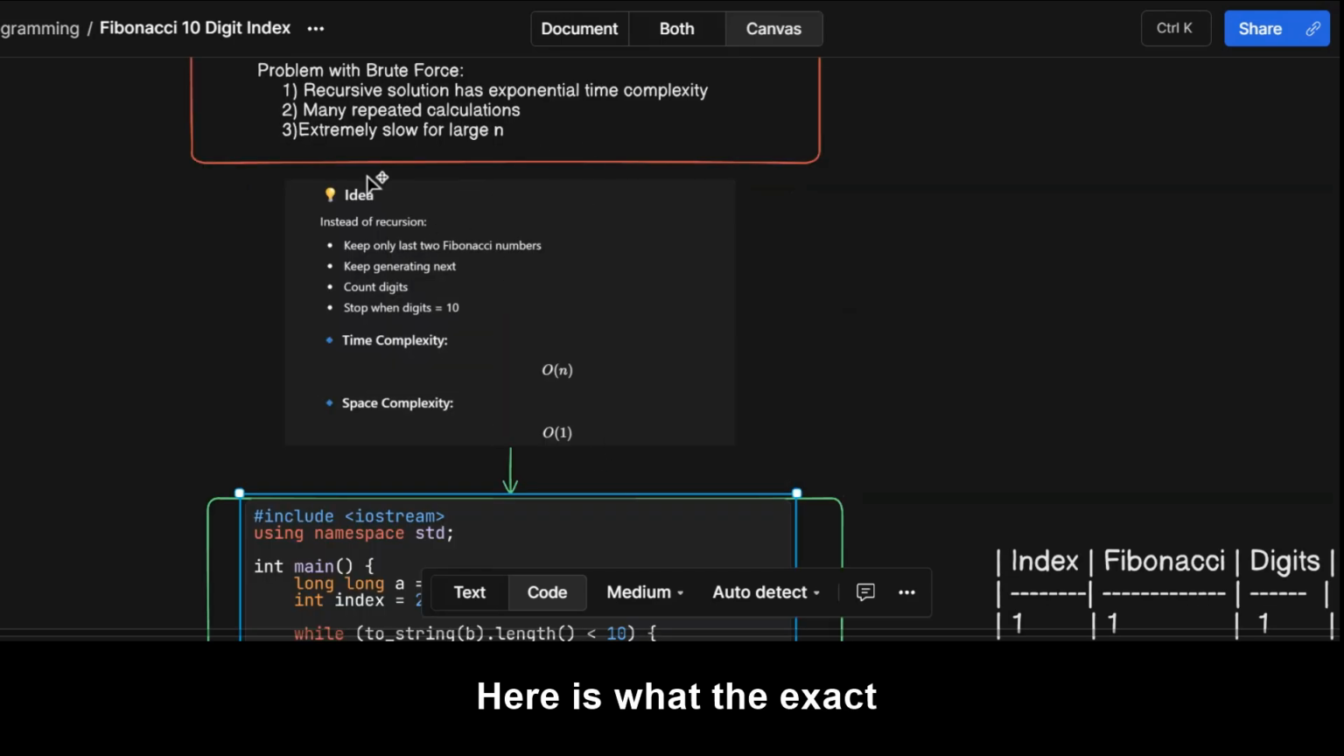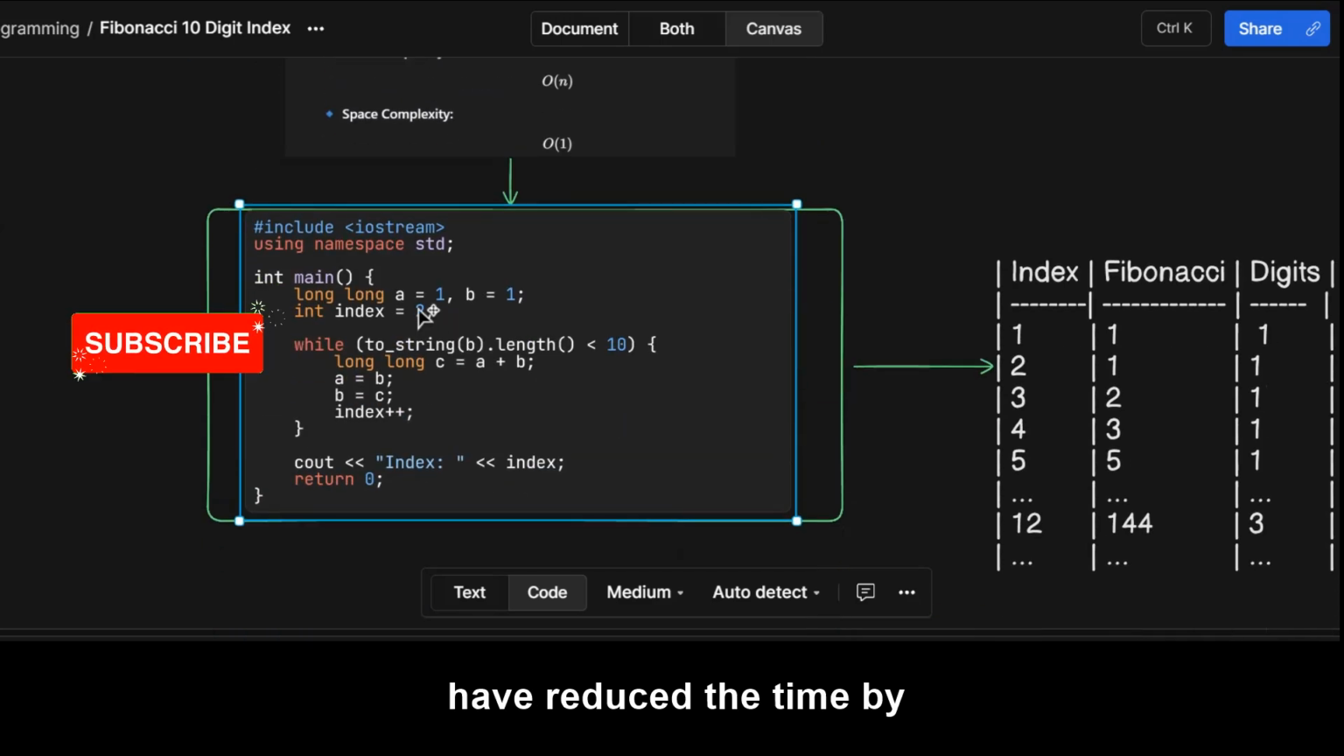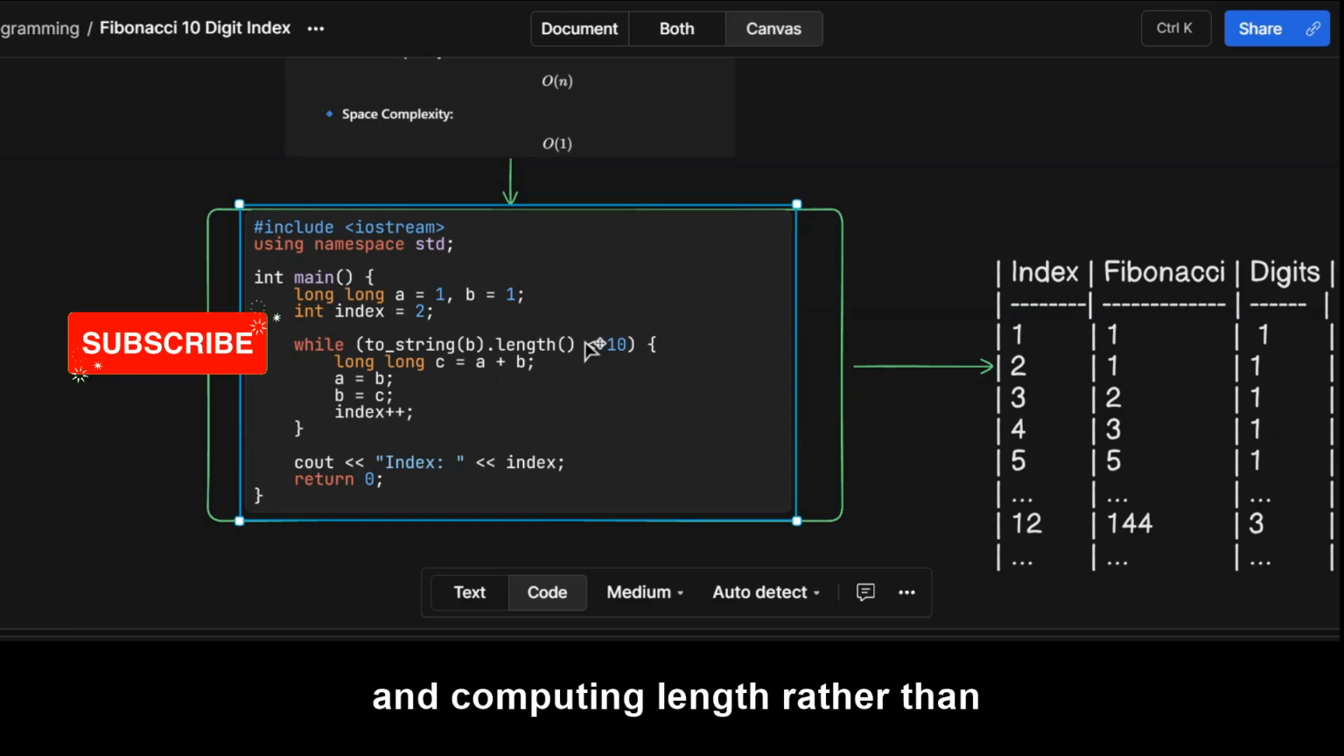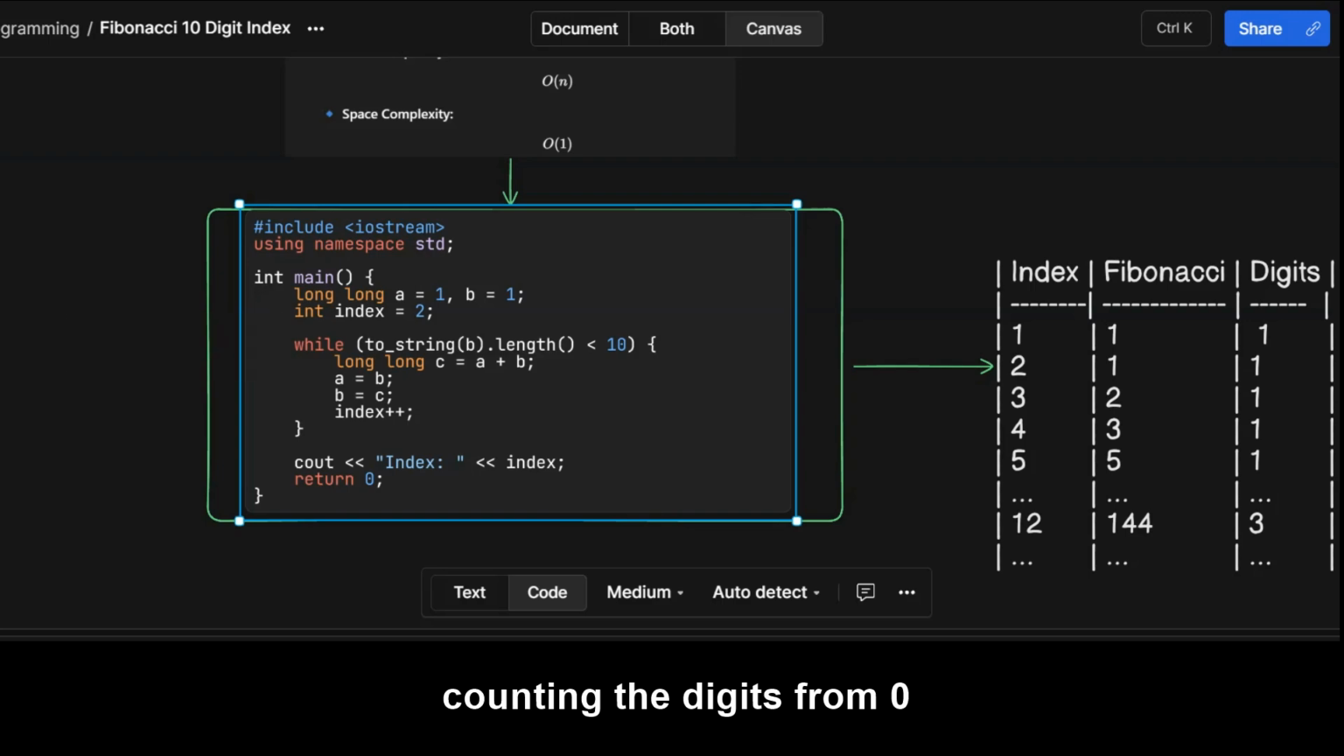This is the exact idea. The time complexity, as discussed, is O of n, not O of n square, because we have reduced the time by converting it into a string and computing the length rather than counting the digits. The space complexity is O of 1 because we are not using any extra space here. So let's meet in the next video.